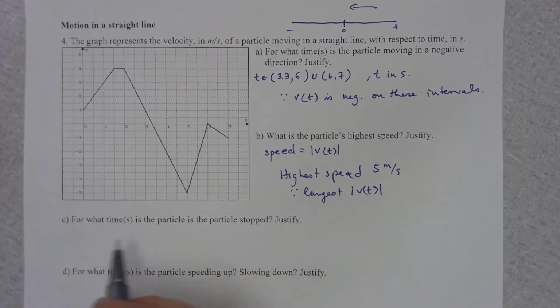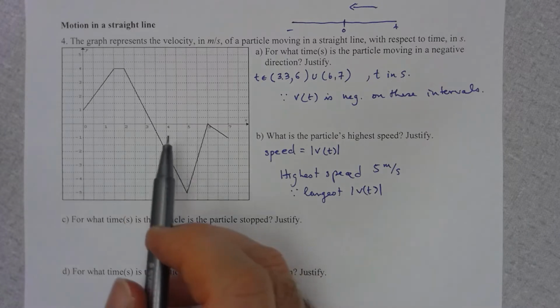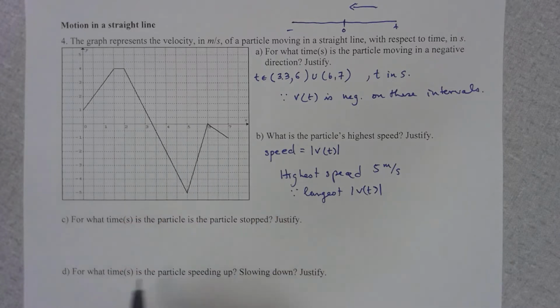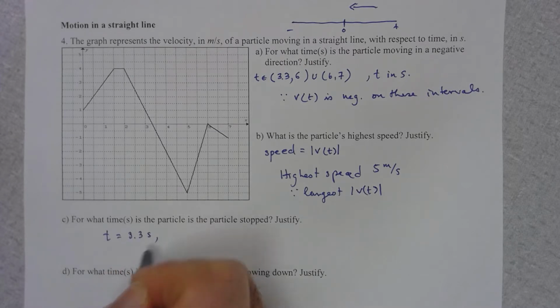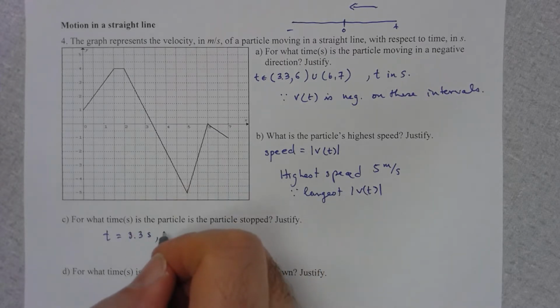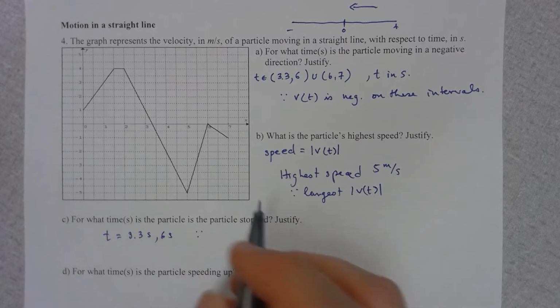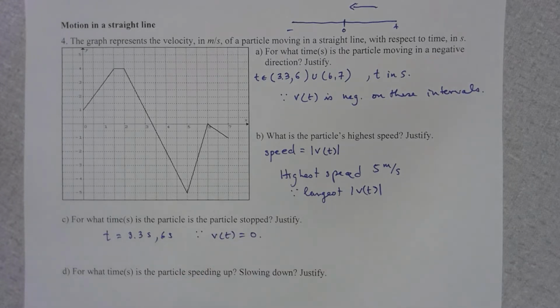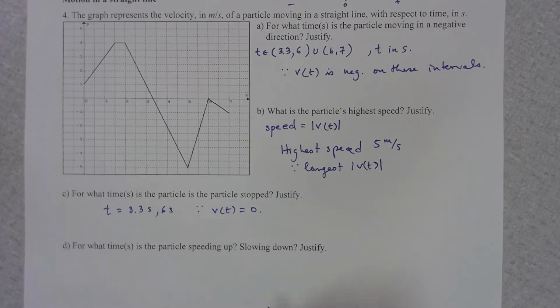It says, for what time or times is the particle stopped? So you're stopped if your velocity is 0, and we see that that happens at 2 times. It happens at t equals 3.3 seconds, and it also happens at t equals 6 seconds, and this is because v of t, the velocity, is equal to 0 at those points. So there's our justification. All right, and let's move to the next question.